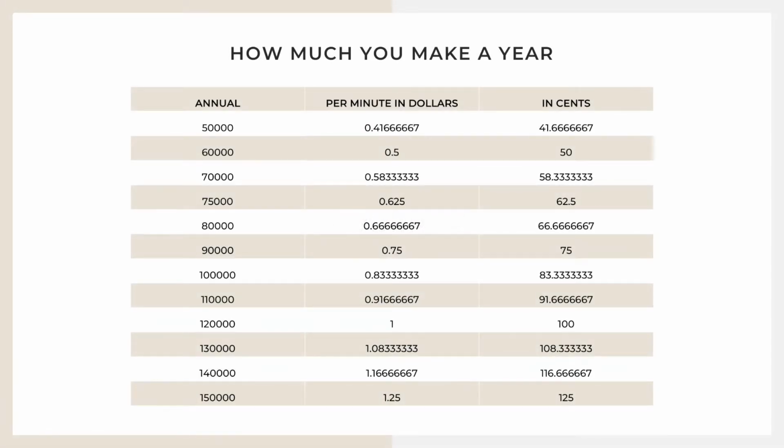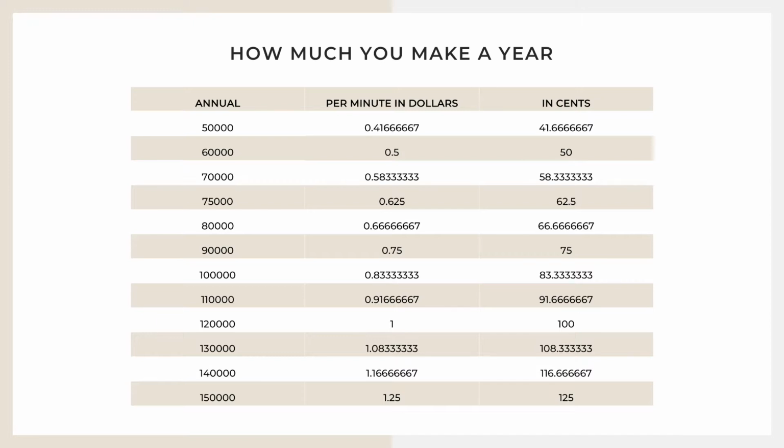All right, how much you make a year. Look at this fun, scary chart. Okay, let's play with how much you make a year. We're going to break that down to the minute. Remember, the shortcut is to take the number you want to make a year and divide by 120,000. So if you want to make $50,000 a year, divide that by 120,000 and you make 41.6 cents per minute. So we have it there per minute in dollars, which is 0.416, and in cents.